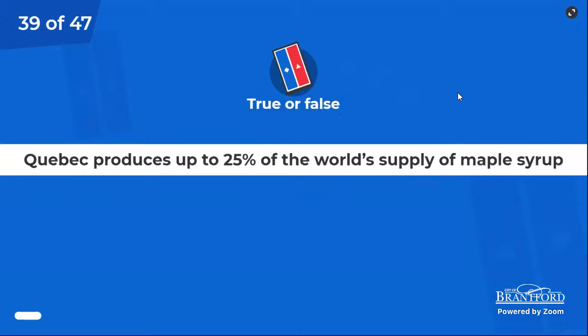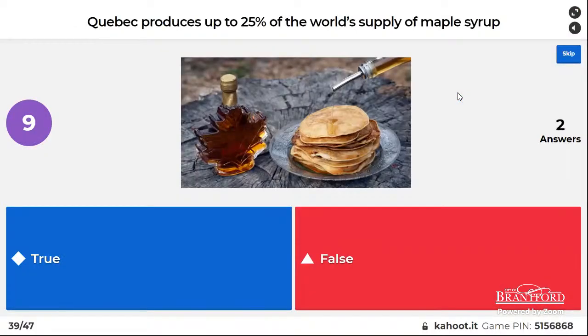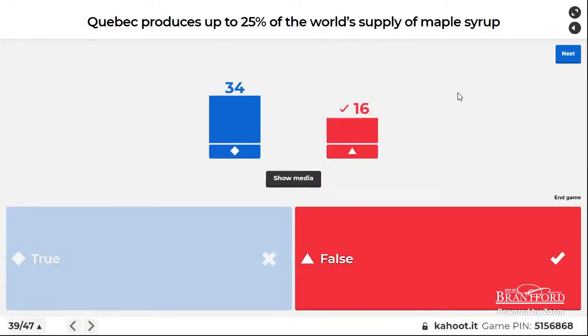Another true or false. Quebec produces up to 25% of the world's supply of maple syrup. All right, time is up. And it is actually false. So Quebec actually produces over two-thirds of the world's supply of maple syrup. So it's well beyond the 25%.